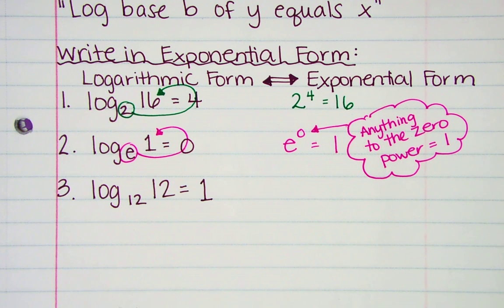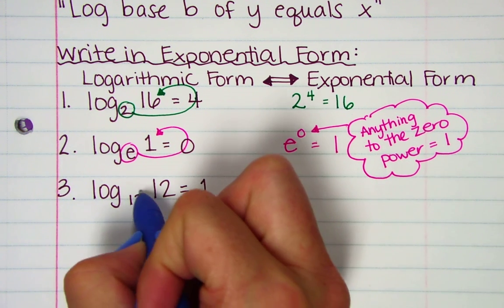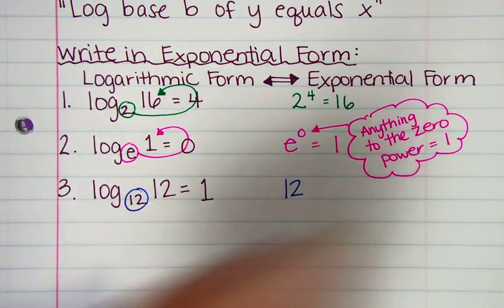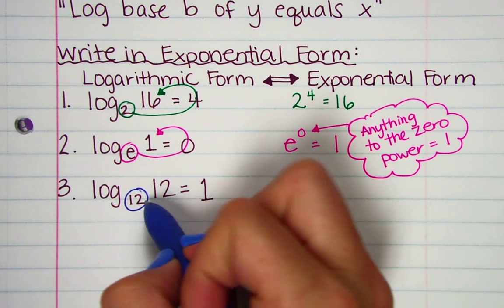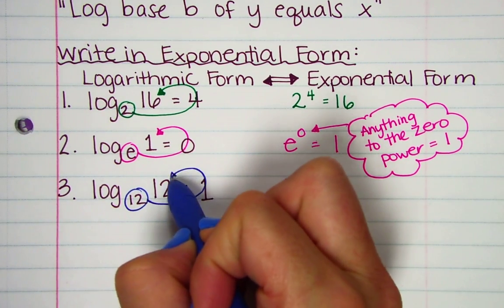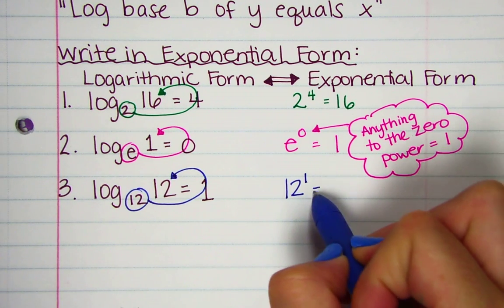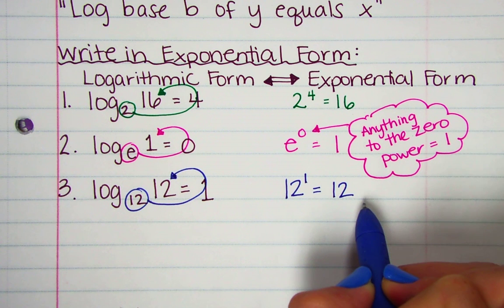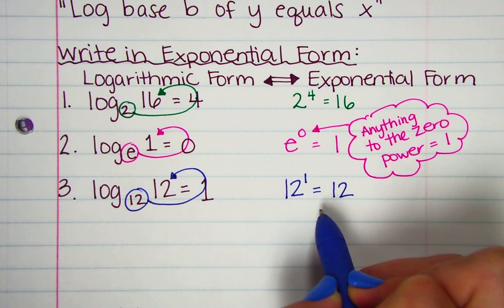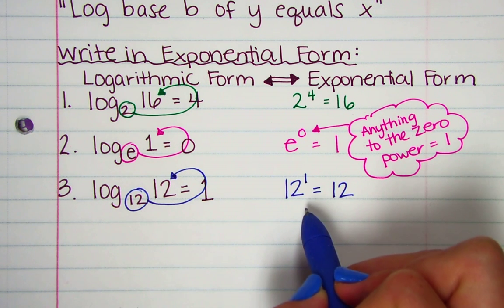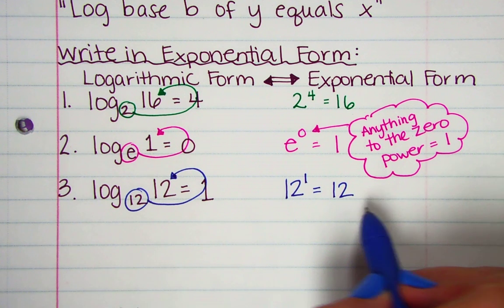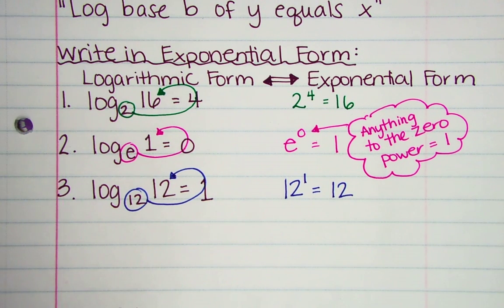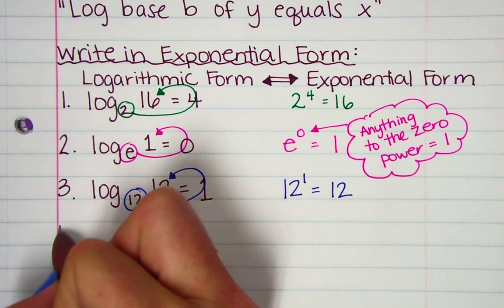All right, what's my base? 12, right? 12. What's my exponent, my x? 1, right? And 12 to the 1 power equals 12, okay? Anything to the 1 power equals itself. That's a pretty obvious one, right? That's the way that it is. It's a basic thing. Any questions? Nope. No, still good, okay?